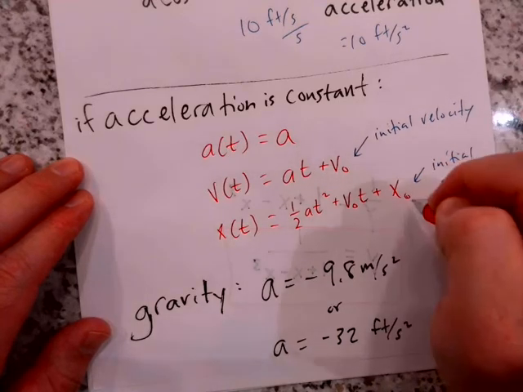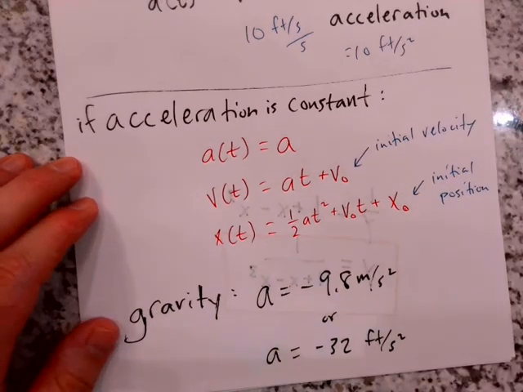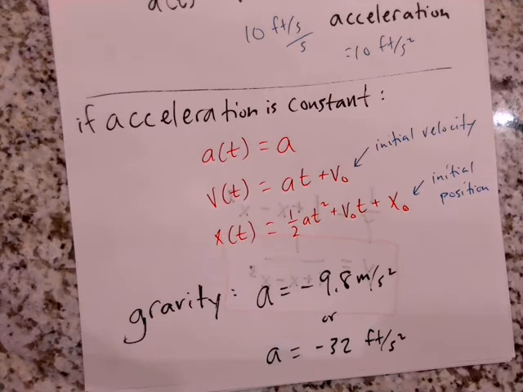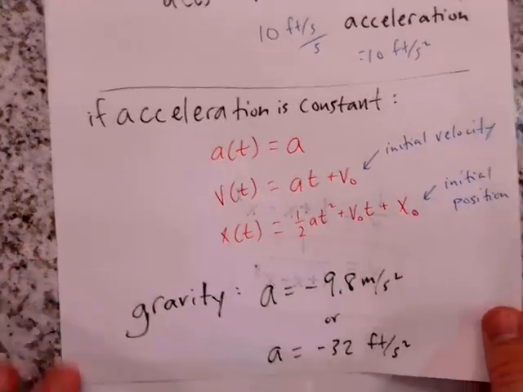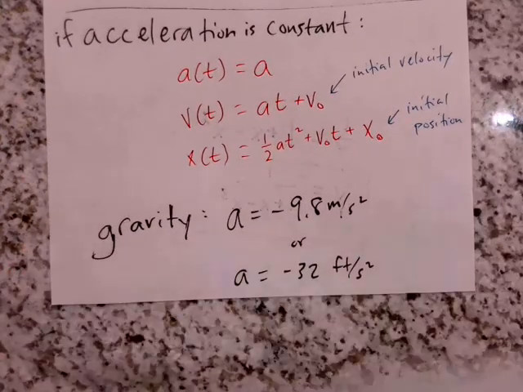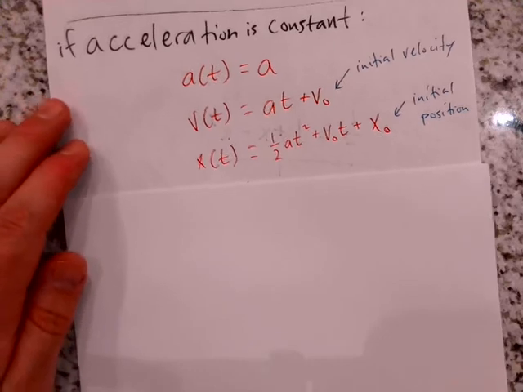You won't have to know these for a quiz or a test or anything, so don't worry about trying to memorize them, but you might recognize these from physics. A lot of your equations from physics are just these equations written differently. It's just variations of those equations. But let's do an example where we have a constant acceleration. It won't be gravity though.